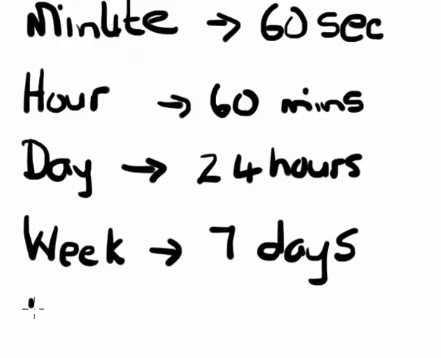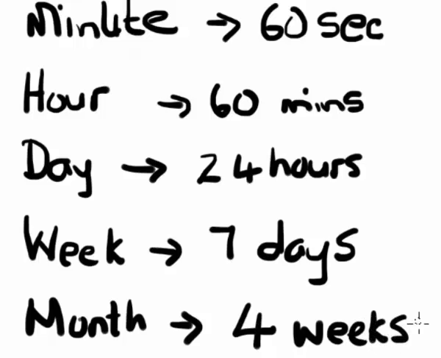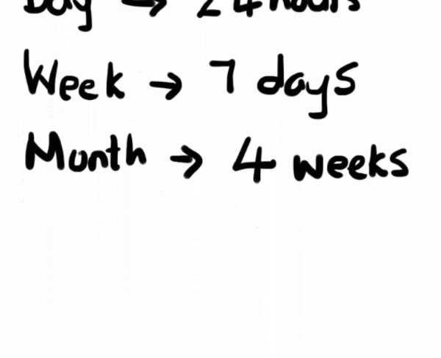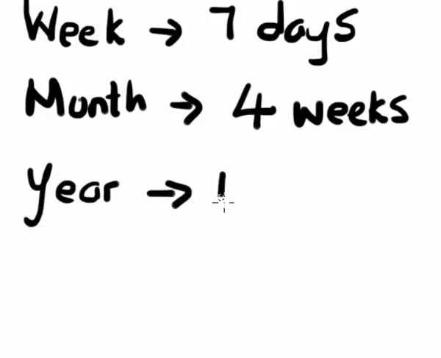After weeks, we have a month. And in a month, well, there we have a different number of days and different number of weeks. Generally, if we talk about a month, we consider 4 weeks as a month. However, if they talk about days, you need to decide, depending on the month, how many days there actually are.